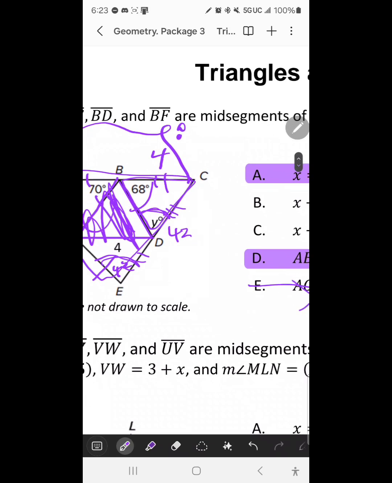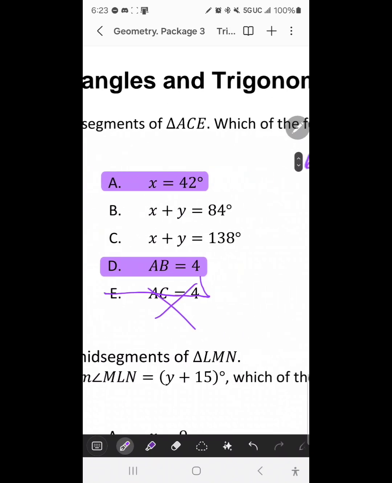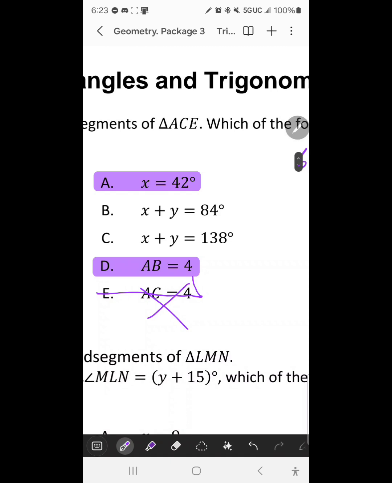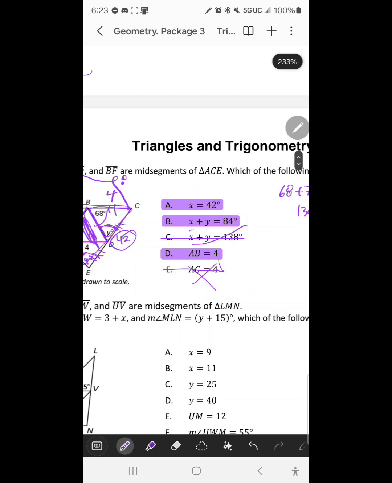And we got the value of y, which is 42. So x plus y, 42 plus 42, is therefore going to be equal to 84. No, 138. That's not our answer.